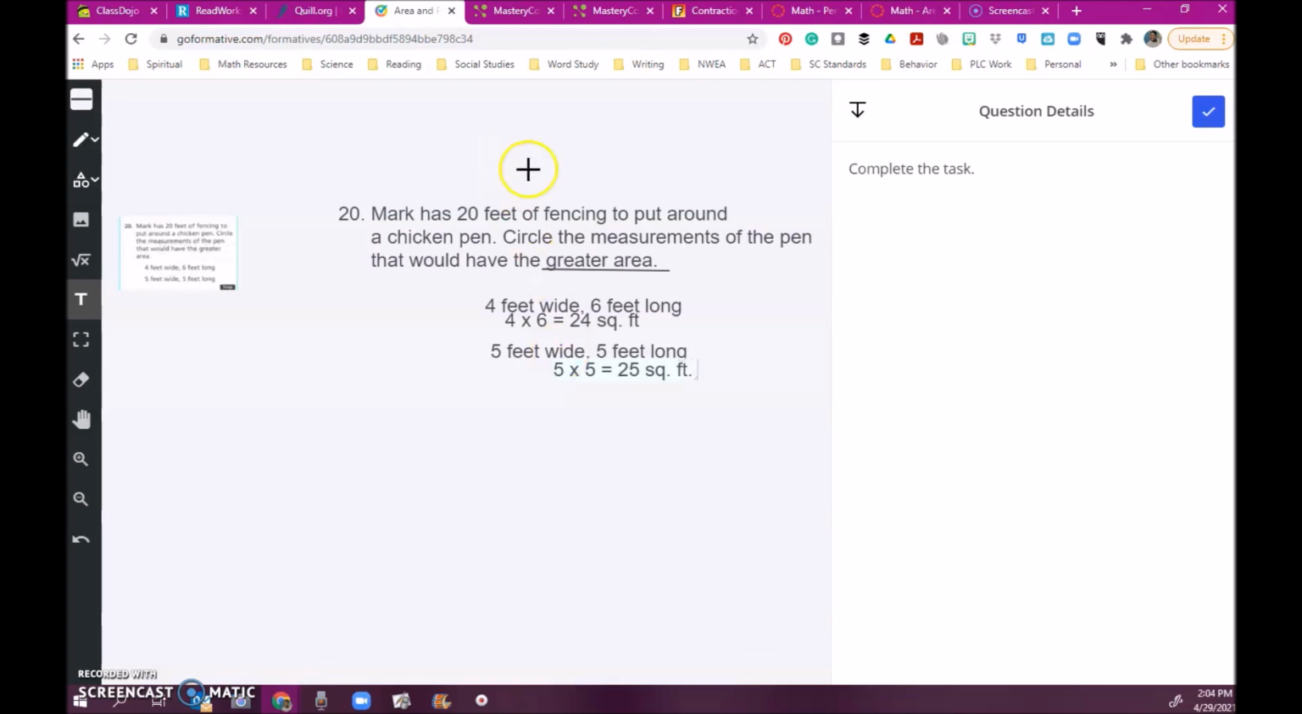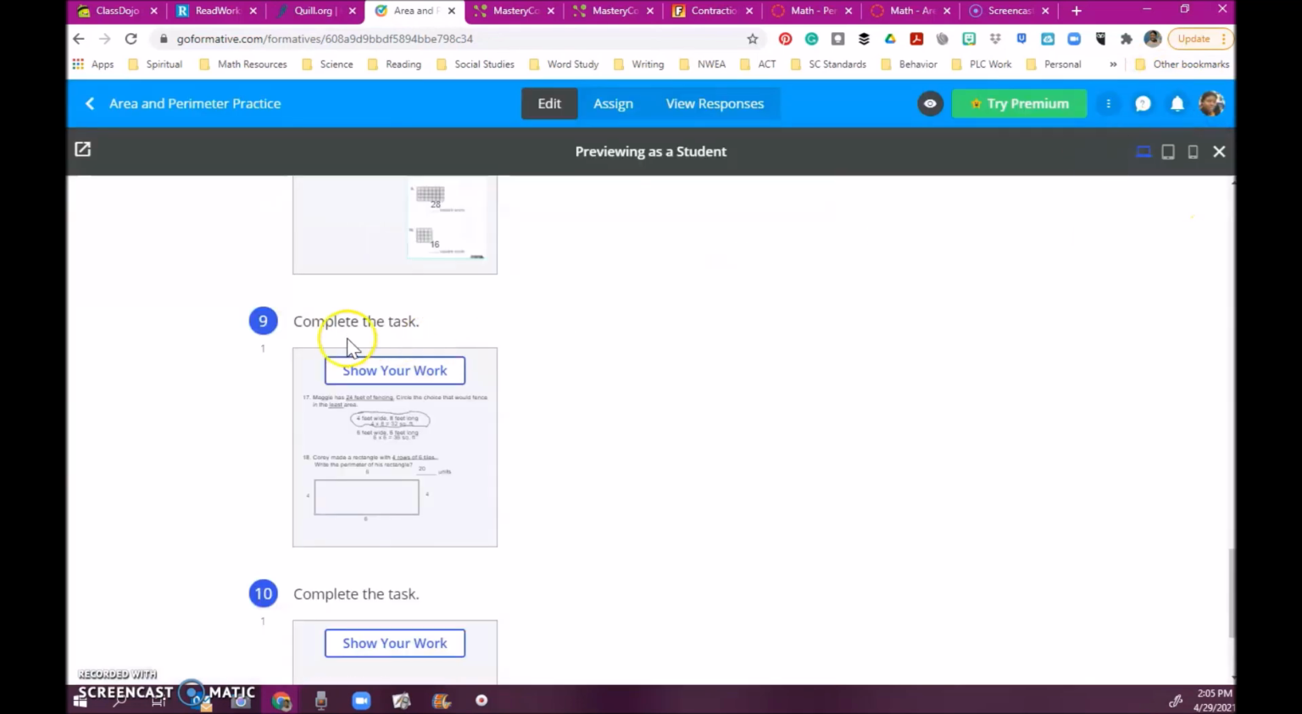And when I look at both of these, I'm looking for the one that has the greater measurement. Which one's greater? Right, 25 is greater than 24. So I am going to circle the one that has the greater area, which is 25. And that was the end of it.